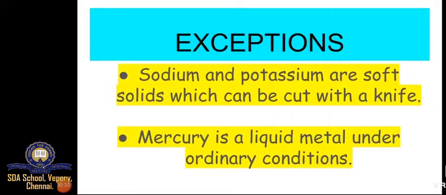Next, exceptions. For these also we have some exceptions. Sodium and potassium are also metals, but they are soft solids which can be cut with a knife. We all know very well that we cannot break metals with our hands, but if we need to, we can melt the metal. But these two metals can be cut with the help of a knife. Like butter, these metals are soft. Mercury is a liquid metal under ordinary conditions.